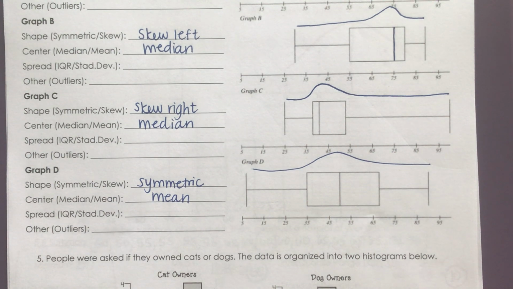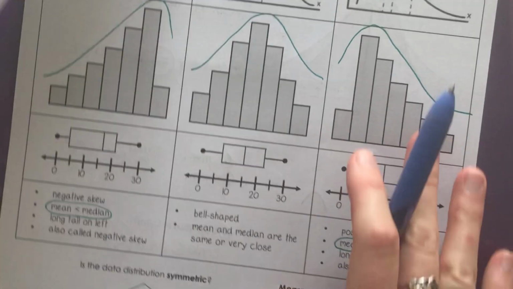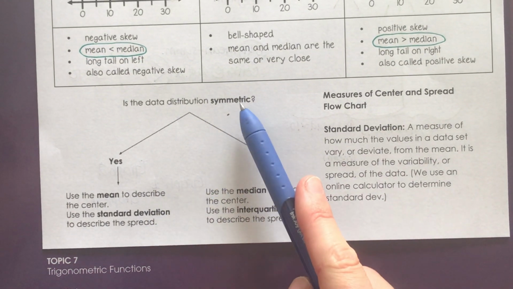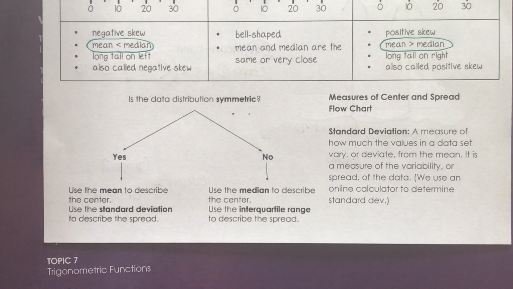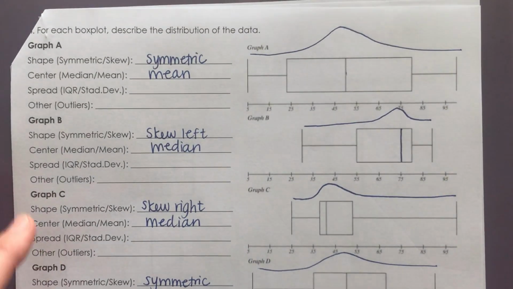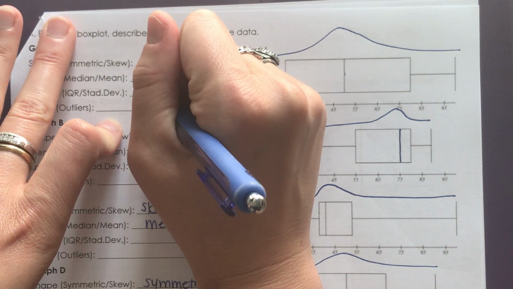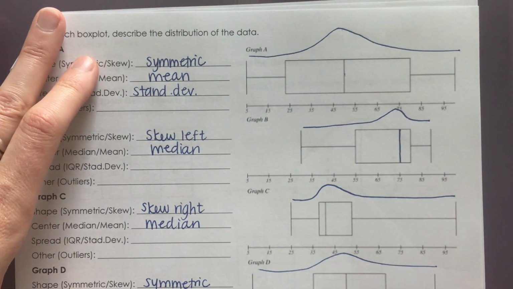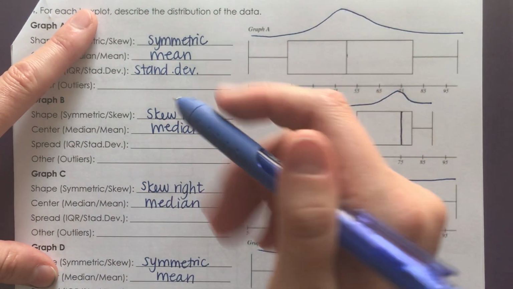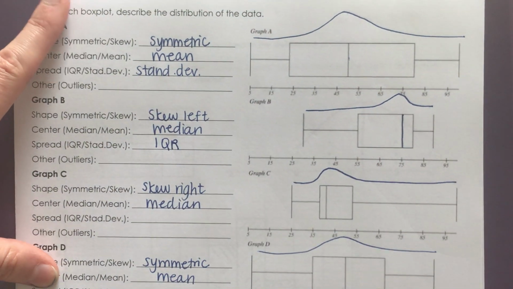Now, to determine the spread, should I use the IQR, the interquartile range, or should I use the standard deviation? Well, if it is symmetric, I'm going to use standard deviation. If it is not symmetric, I'm going to use the IQR, interquartile range. So this first one is symmetric. So because it is symmetric, I'm going to use the standard deviation. I'm not going to write the whole thing out. Graph B, because it is skewed, I'm going to use the interquartile range.